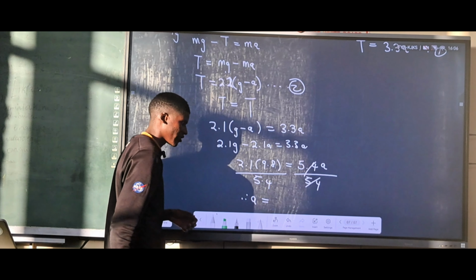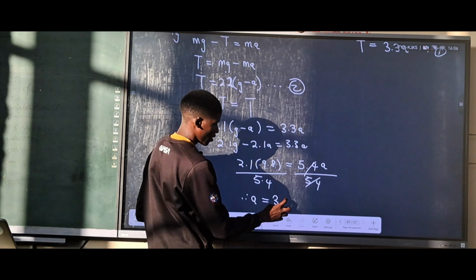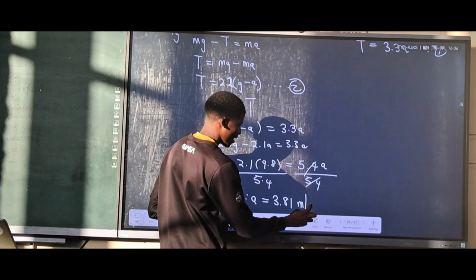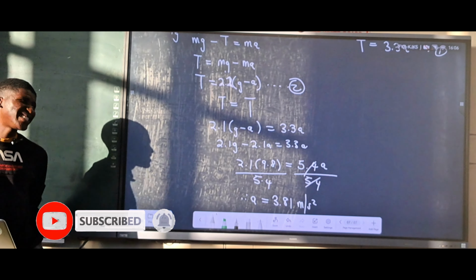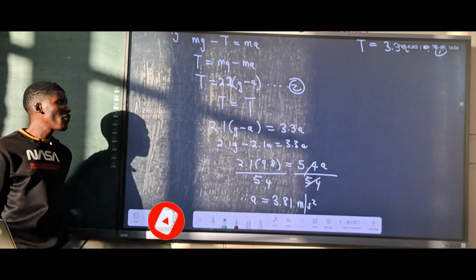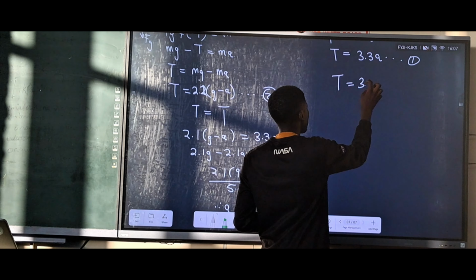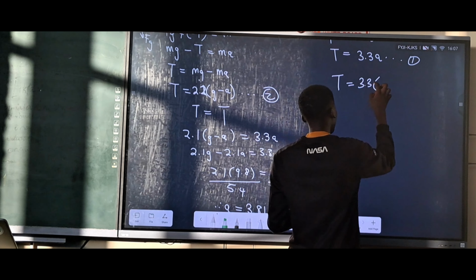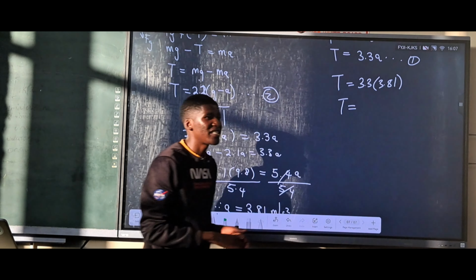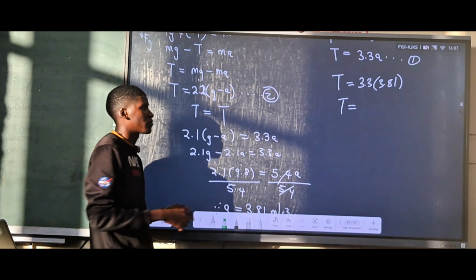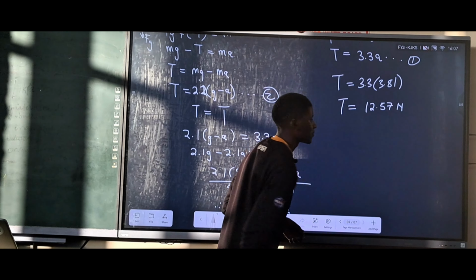What is the acceleration? 3.81 meters per second squared. That's the magnitude of the acceleration. And then the tension, as we said again. Now with the acceleration, you just substitute and say the tension is equal to 3.3 multiplied by the acceleration, which is 3.81. You're going to find the tension in the cord. What is the tension in the cord? Newtons is a force.